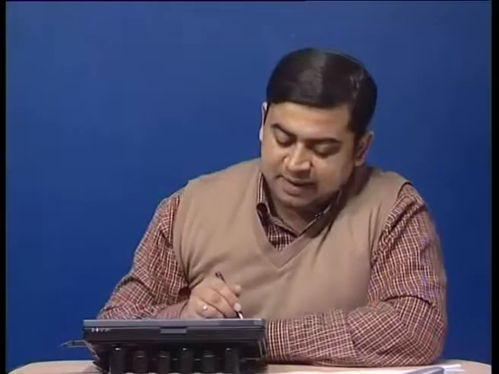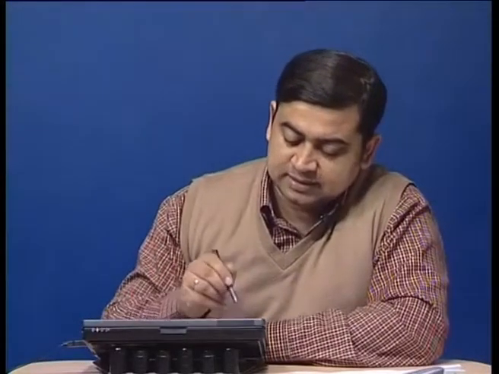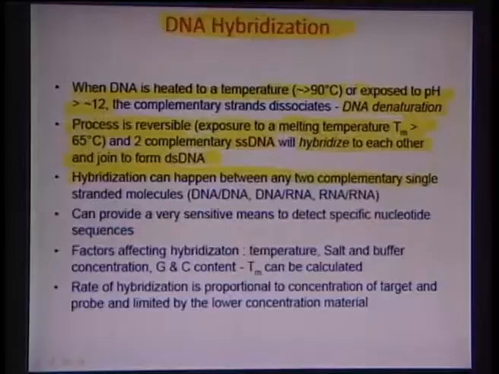joining strands. This hybridization protocol can provide a very sensitive means of detection, and it can detect specific nucleotide sequences. If you know what you are trying to detect, or at least have a hunch of what you are trying to detect, you could design an exact complementary sequence and try to hybridize your target with the complementary sequence.